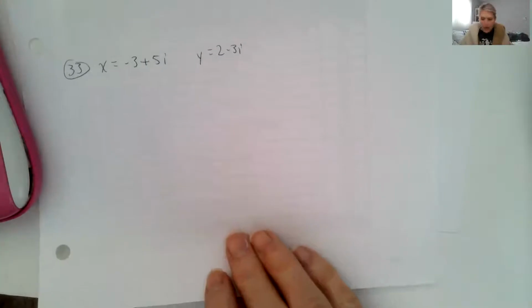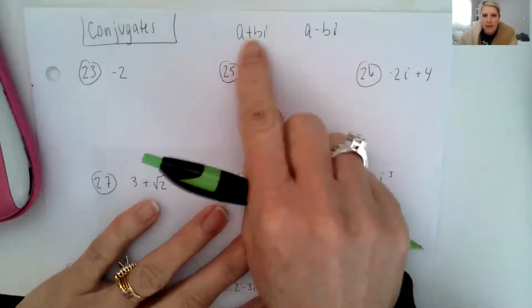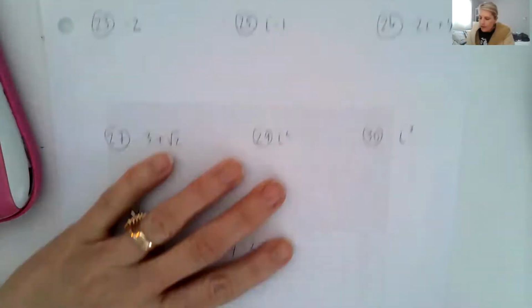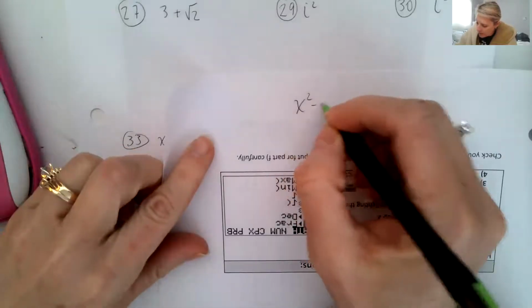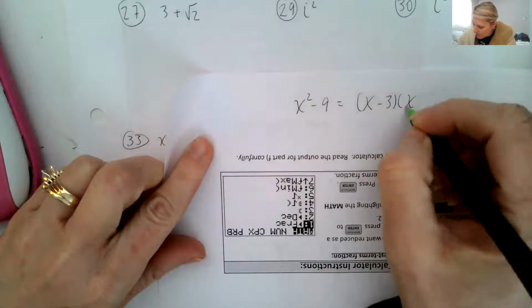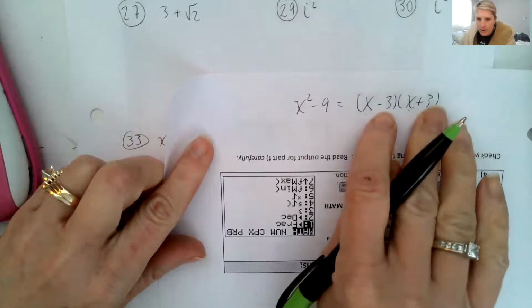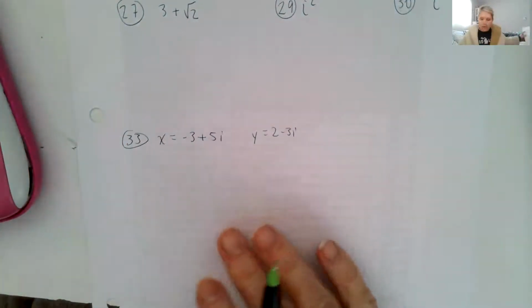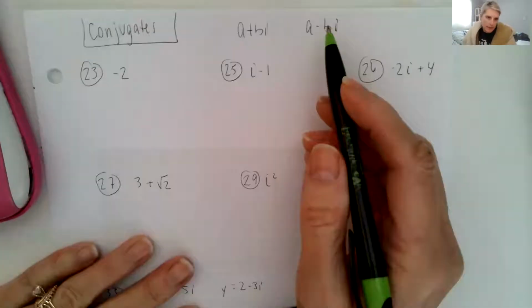So let's go to conjugates. Conjugates of complex numbers. If we have a plus bi, the conjugate is a minus bi. Just like we had conjugates when we factor, right? For instance, the difference of squares, x squared minus 9, factors into conjugates, and those conjugates are x minus 3 and x plus 3. Conjugates have the first term identical and the last term opposite sign. So in complex numbers, it's going to be a plus bi and a minus bi.